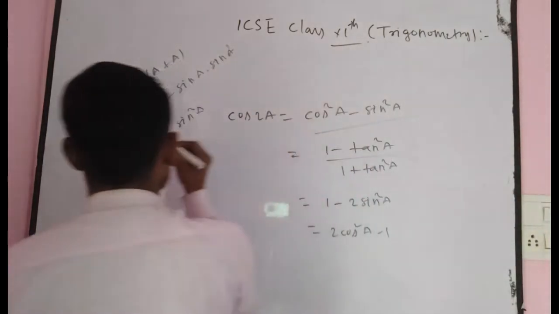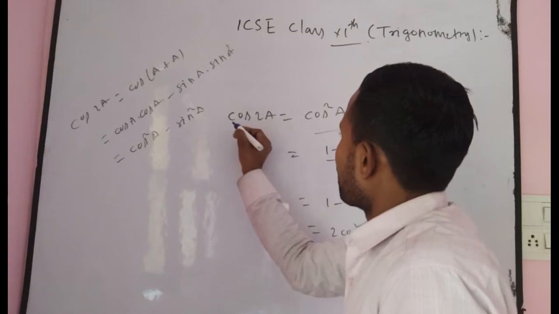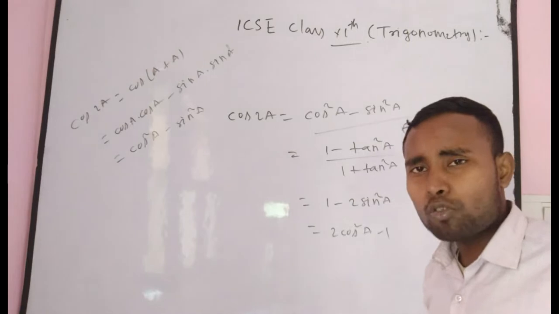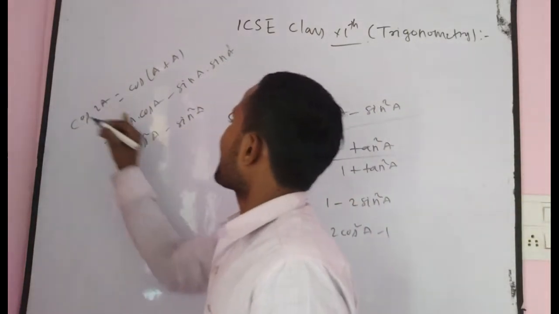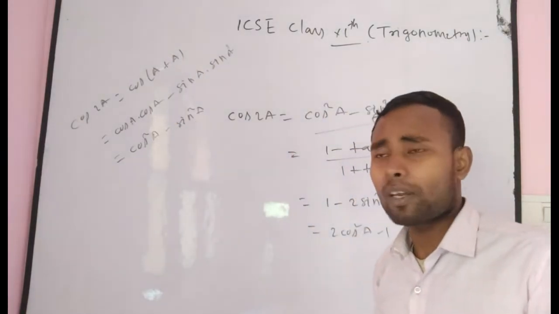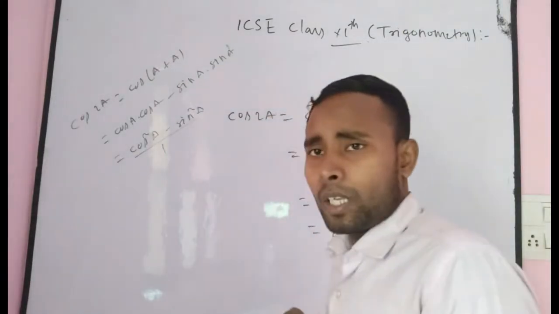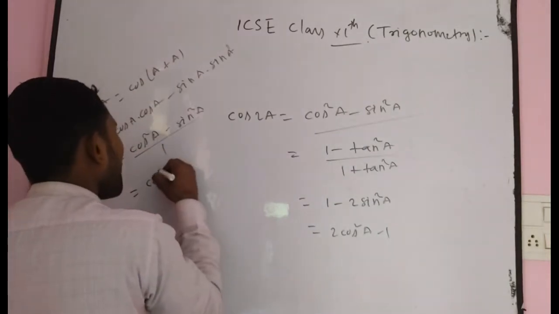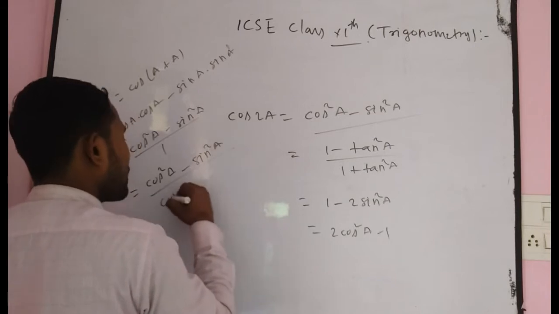Similarly, while you are trying to prove cos 2a is equal to 1 minus tan square a divided by 1 plus tan square a, how can you solve it? Simply you write, as we know, cos 2a is equal to cos square a minus sin square a. Can you write 1 in the denominator? If you write 1 in the denominator, now you have to replace 1 by cos square a plus sin square a. Can I replace it?